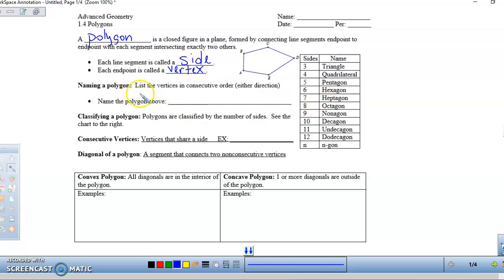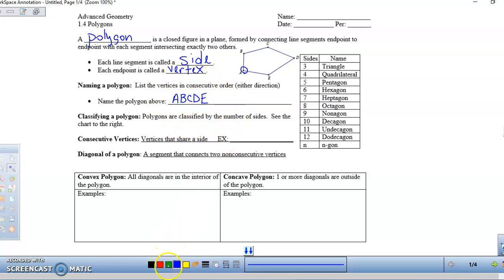Okay, naming a polygon. List the vertices in consecutive order. You can go in either direction, and you can start with any letter that you'd like. So if you want to name the polygon above, I could just start with letter A. And you can just go around starting A and then B, C, D, E. That is a name of this, in this particular case, the pentagon. Okay, notice there's no commas. You're going in the same direction all the way around in order.